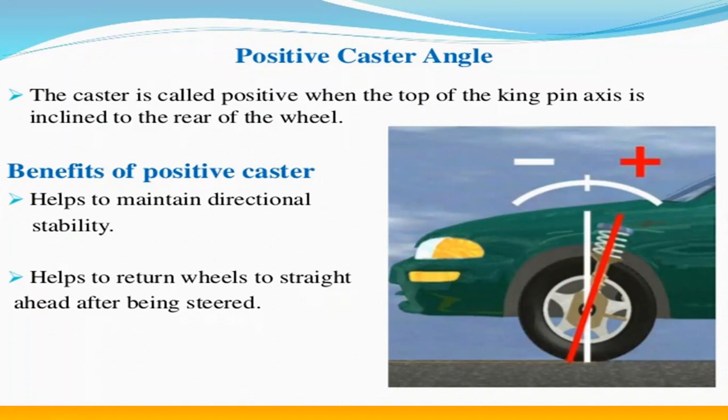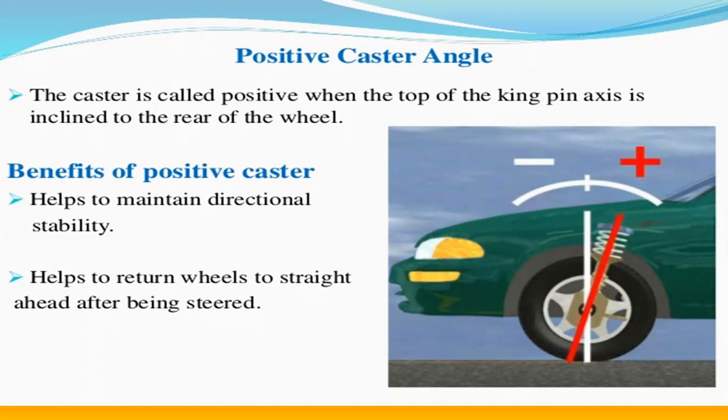And what is a positive caster angle? The caster is called positive when the top of the kingpin axis is inclined to the rear of the wheel. What are the benefits of this positive caster angle? It helps to maintain directional stability, and it helps to return wheels to straight ahead after being steered. These are the benefits of the positive caster angle used in automobile vehicles.